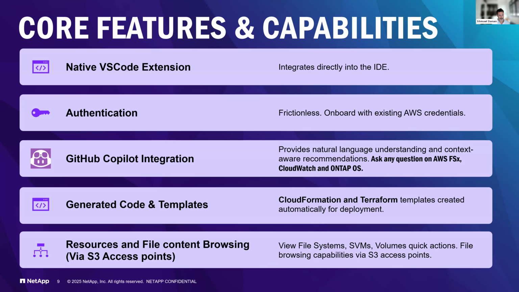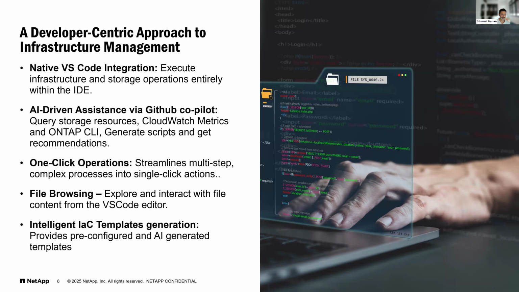And last but not least, the last thing is intelligent infrastructure as code template generation. We provide pre-configured IaC templates according to best practices, but not only that, and I think the more important thing here, we're providing GitHub Copilot and Amazon Bedrock together with us, where we expose the AWS API and the ONTAP CLI, enabling customers to generate infrastructure as code templates. Let me give you an example, and Keith will show it later.